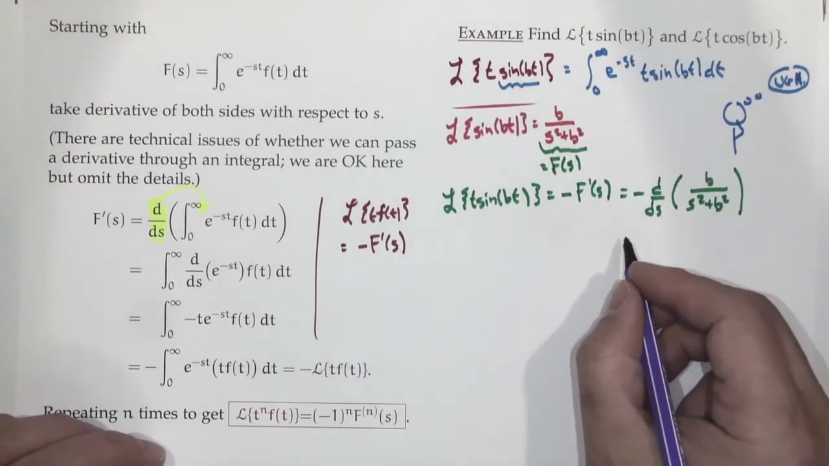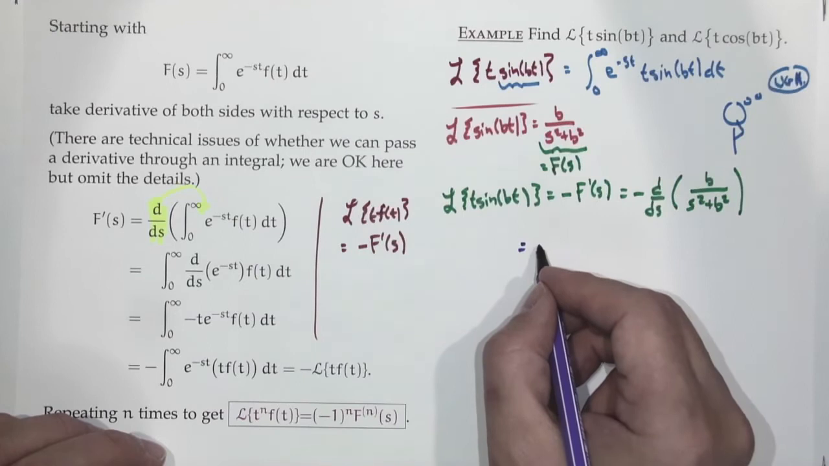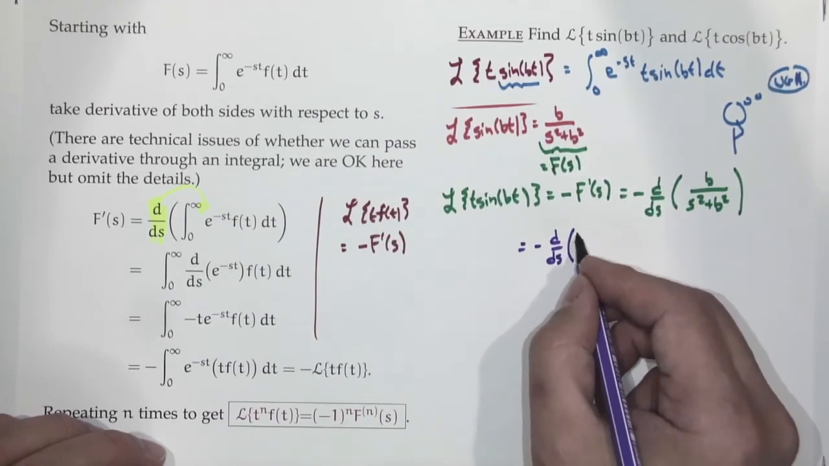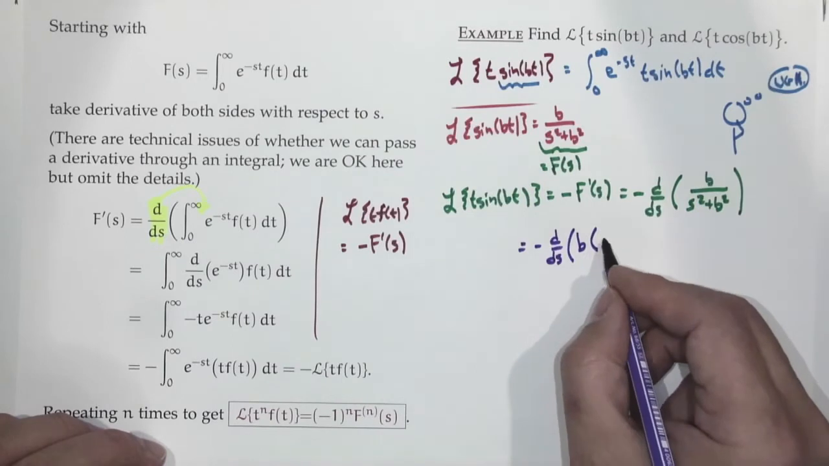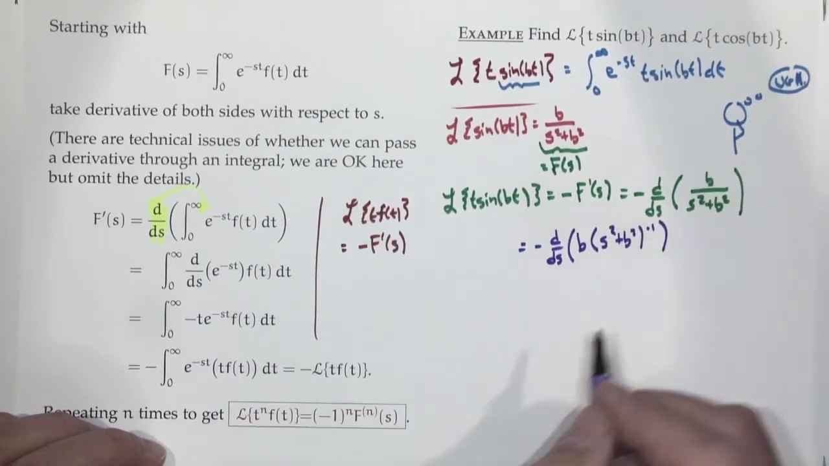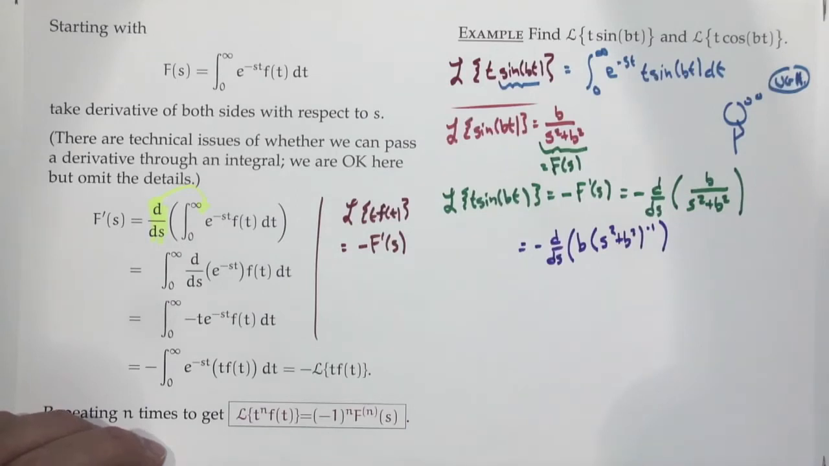There is another thing we could do if you like. If you don't like what I'm about to write down, we'll go to quotient rule. You can rewrite this. The b is a constant, so we don't need to worry about that. And s squared plus b squared to the minus 1 power. Sure? I'm not lying to you. I promise, this is what it is.